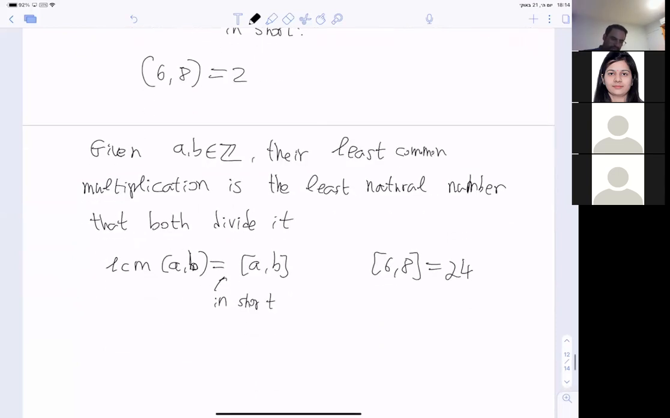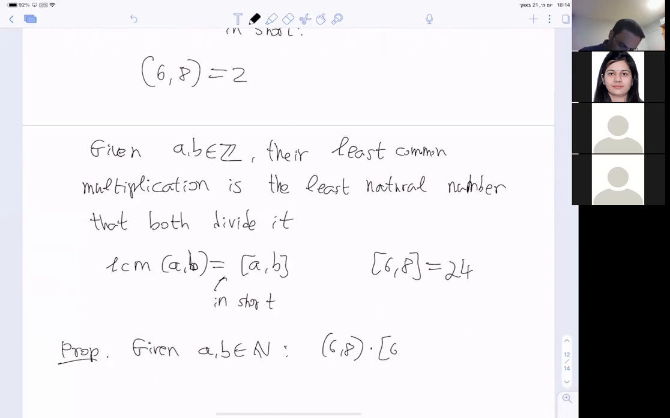And, okay, proposition. Given A, B natural, you will always get that the GCD multiplied with the LCM, not only for 6 and 8, will be just their product AB. Why is it true?